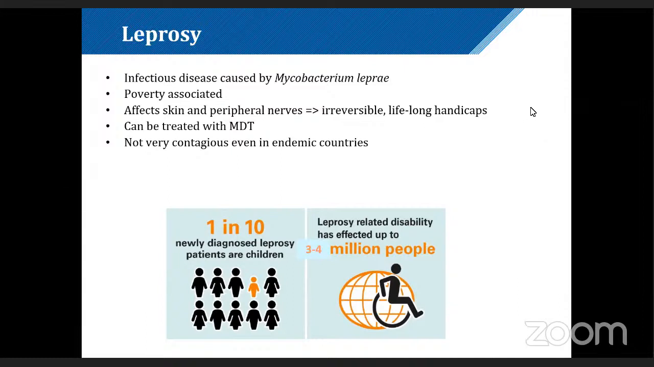Thank you. So first, leprosy. Leprosy is an infectious disease, as you all know, caused by Mycobacterium leprae. It is associated with poverty, affects the skin and peripheral nerves, and thereby causes irreversible lifelong handicaps. However, it can be treated very well with MDT, multi-drug therapy, a combination of antibiotics, and also it's not very contagious, even in endemic countries.